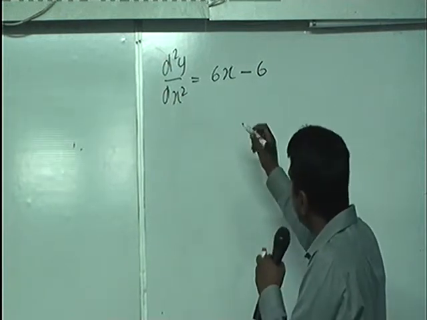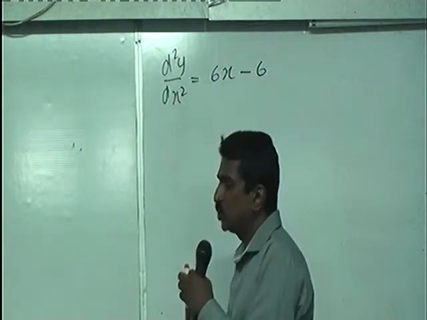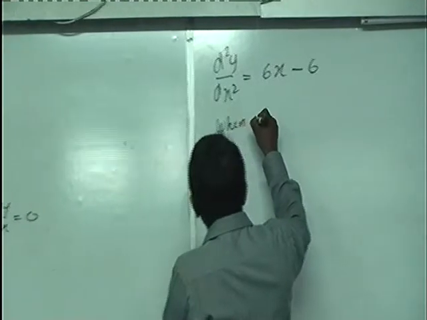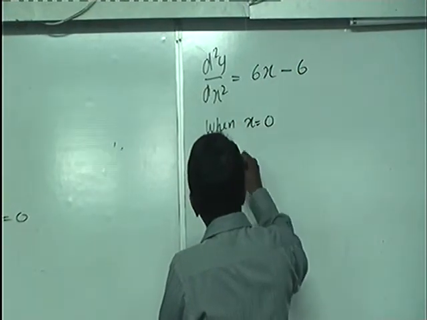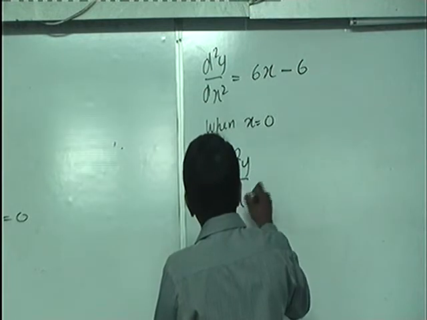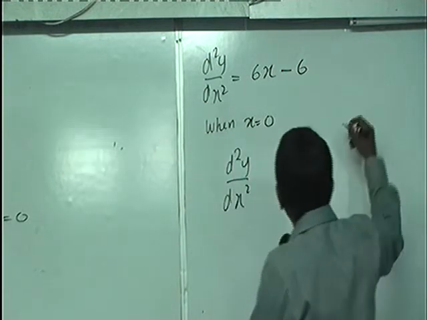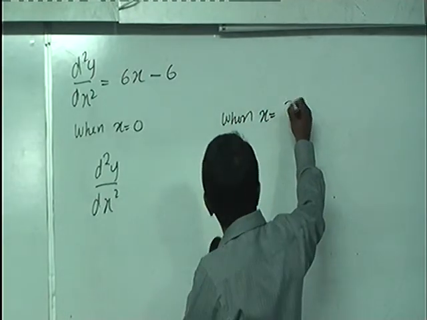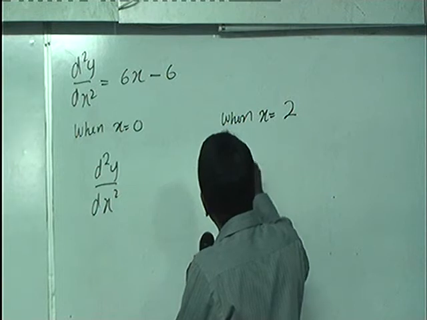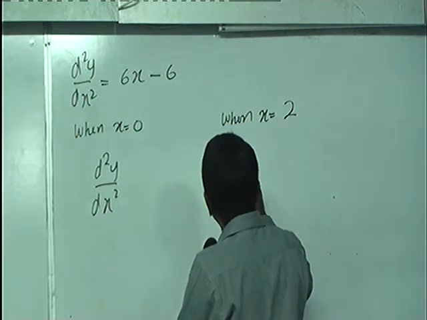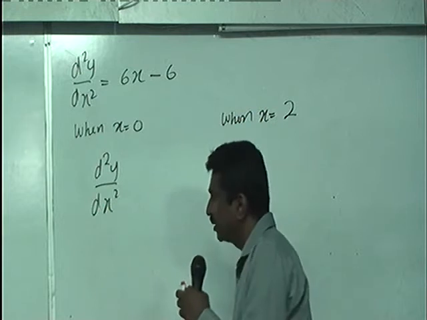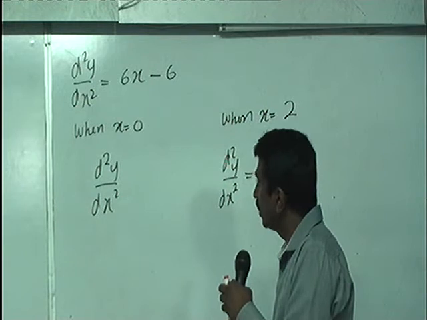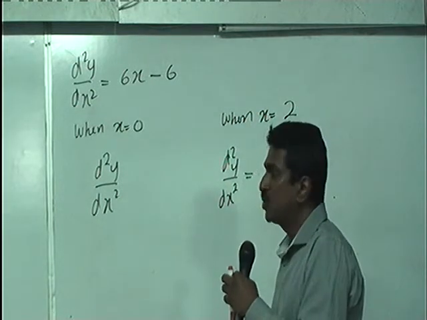Then what we have to do here, we have to substitute the two coordinates which we have got earlier. When x equals 0, d2y by dx2, what's the value? And again, when x equals the other value, 2, d2y by dx2. Now substitute these two coordinates and calculate. So the 2 points, x equals 2 and x equals 0. Which point is maximum, which point is minimum?